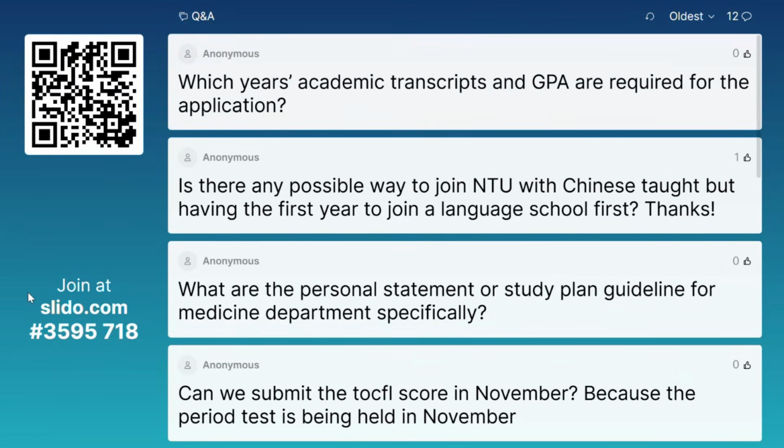Which year's academic transcript and GPA are required for the application? If you apply for a bachelor, you will have to submit the grades from grade 10 to grade 12. But if you are a current graduating student, you will have to submit at least grades 10 to 11. Okay.